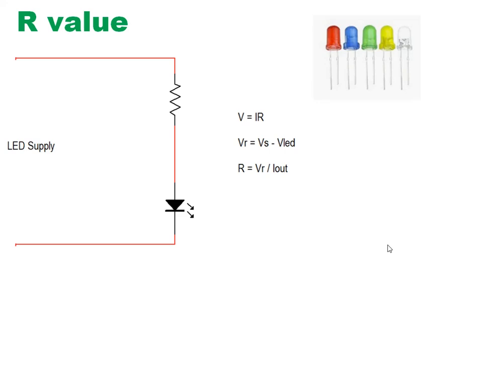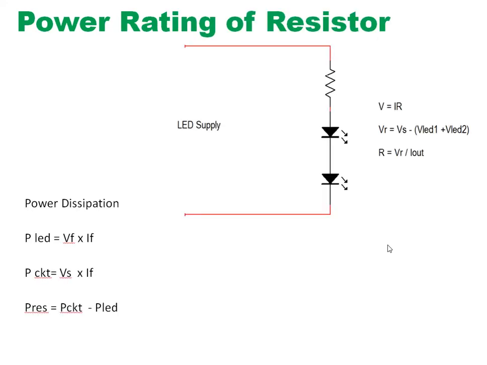Now the next thing is, what is the rating of the resistance we have to use? Whether we have to use a quarter watt resistor, or a 1 watt resistor, or a 1 by 8 watt resistor. We are going to find that out now. And one more step: if instead of one LED, you keep adding a few more LEDs, then how do we find the resistance value here?